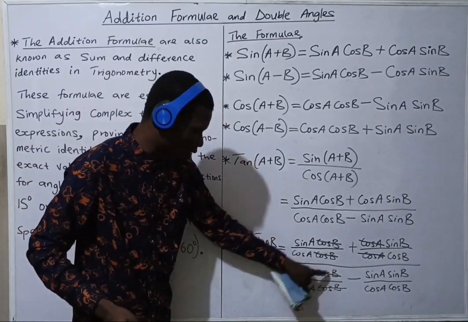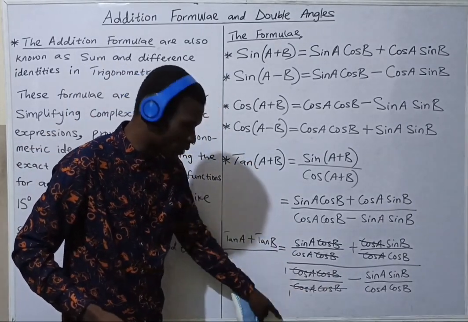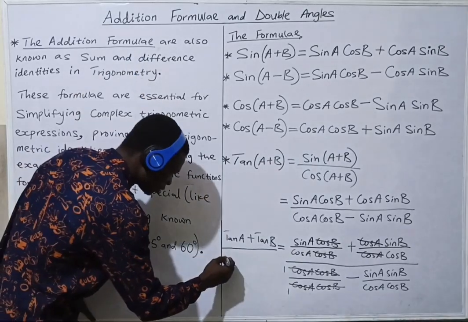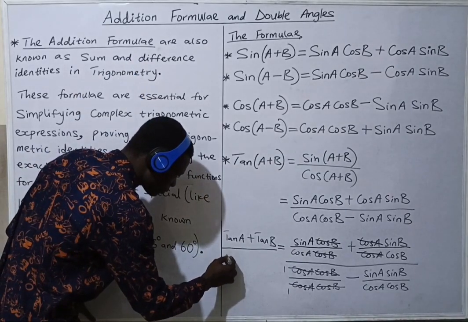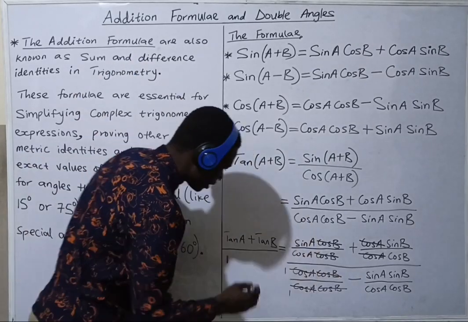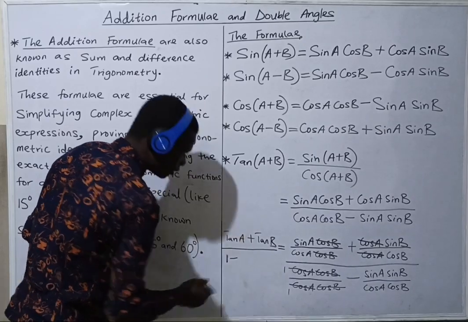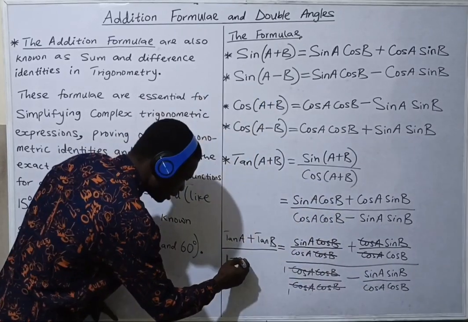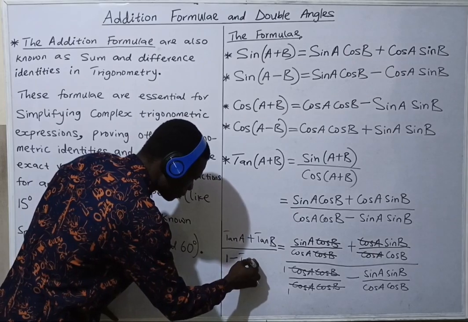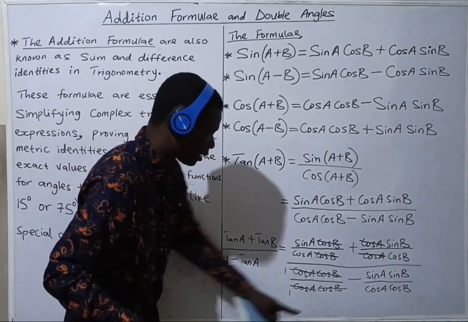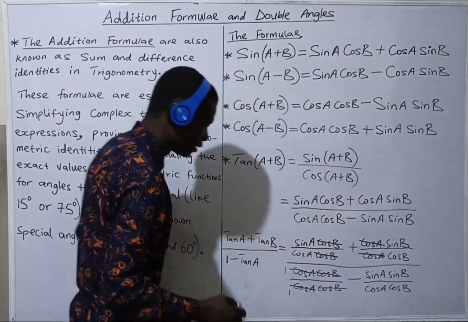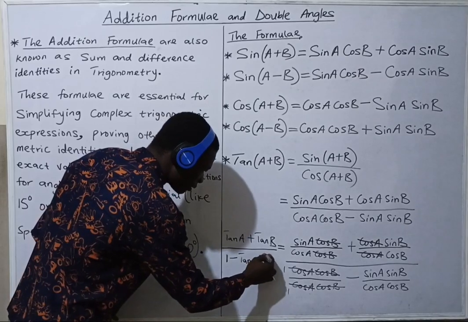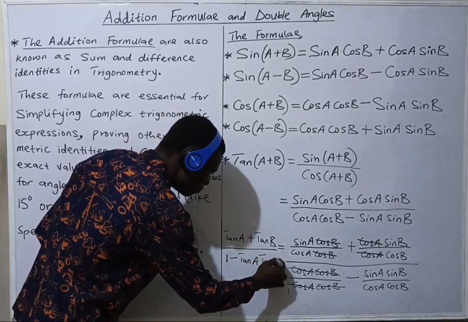Then everything over. These two cancel out completely. So we're left with 1 over 1. And what is 1 over 1? That's just going to be what? 1. Then in between is what we have what? What we have is what? Minus. Sine A over cos A will give me tan A, and sine B over cos B will give me tan B.